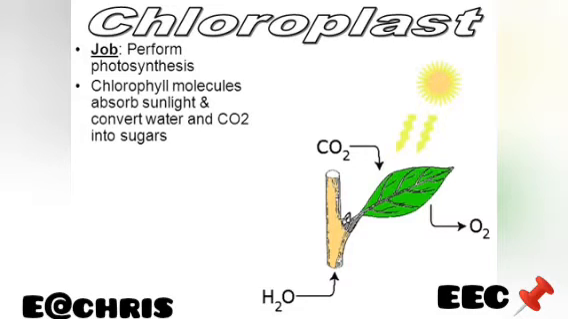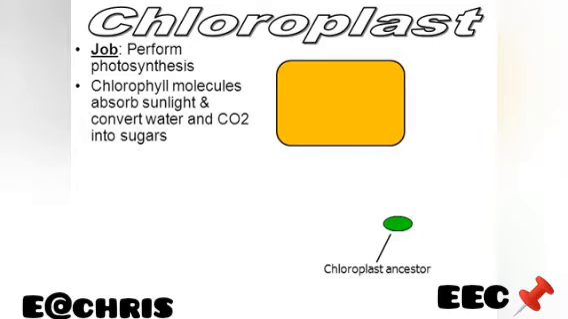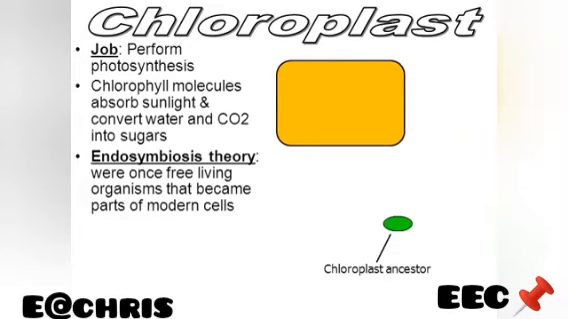The chlorophyll molecules absorb sunlight and convert water and carbon dioxide into sugar. You see, the sunlight hits the leaf, carbon dioxide is taken in, and oxygen is released, with water moving through the phloem of the plant. In the presence of that sunlight, water and carbon dioxide are converted into sugar to be used by the plant in its processes. This is the function of the chloroplast.